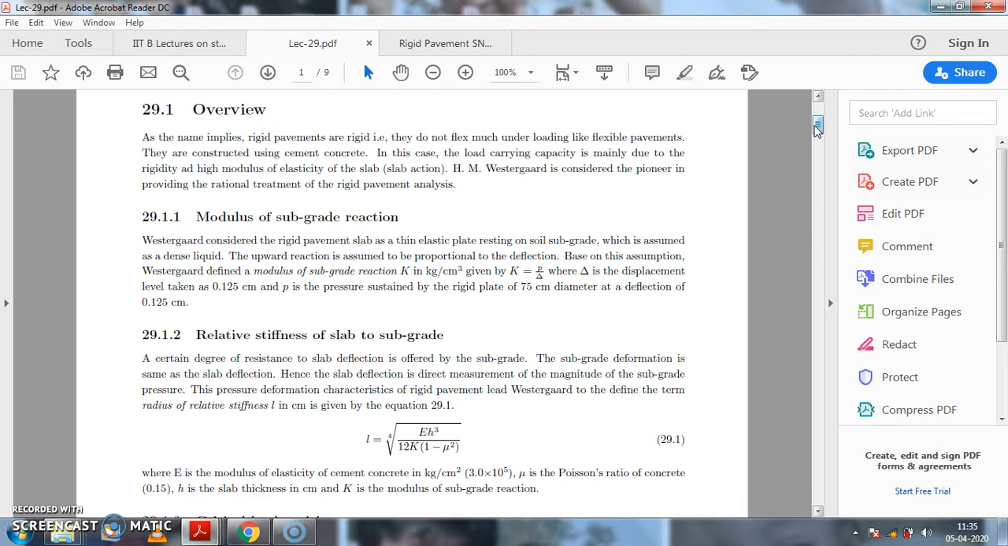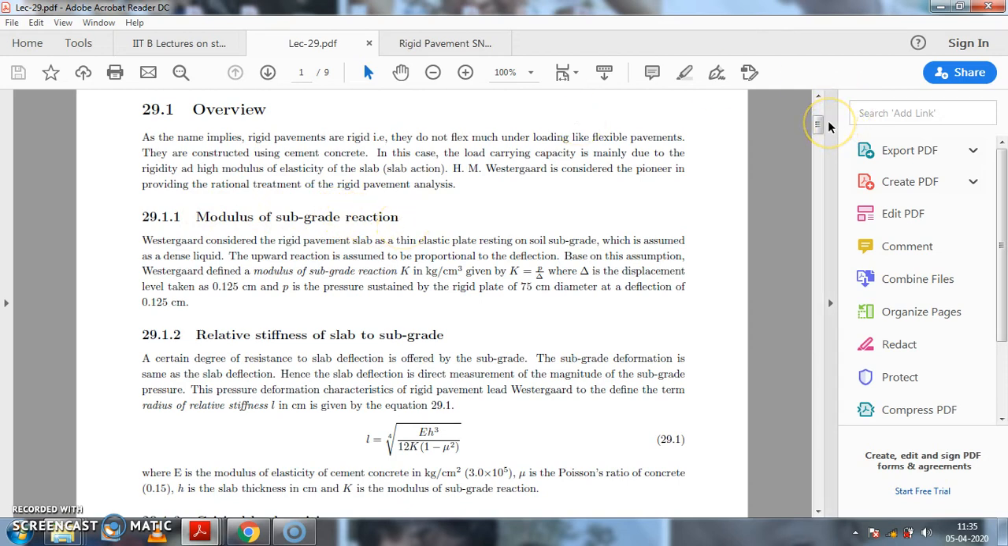Basically, these notes elaborately discuss all the parts, and in books you will find very short descriptions about the modulus of subgrade reaction and the relative stiffness of slab to subgrade reaction. Okay. Now come to what is modulus of subgrade reaction. 29.1.1 modulus of subgrade reaction. What is modulus of subgrade reaction?